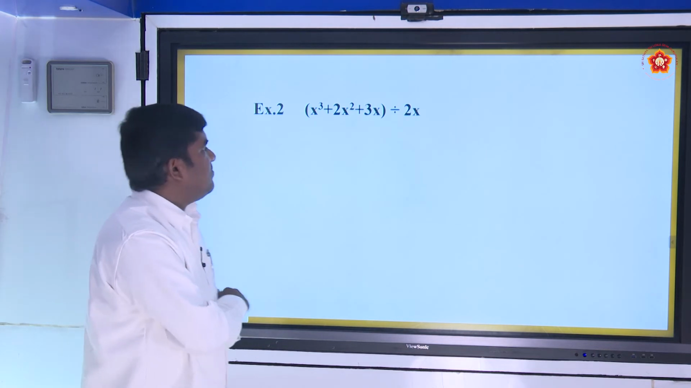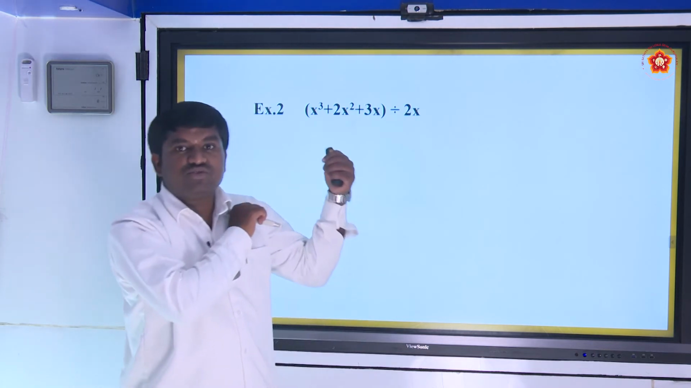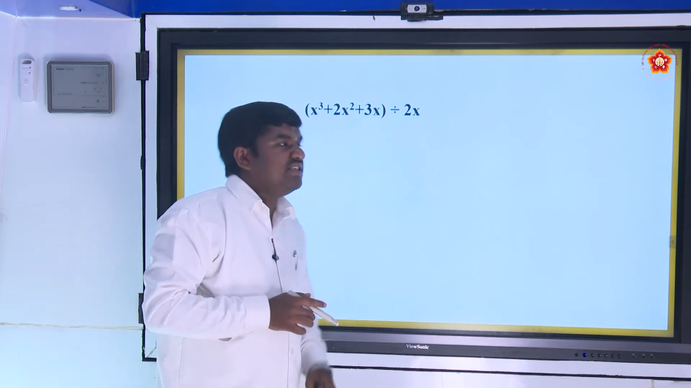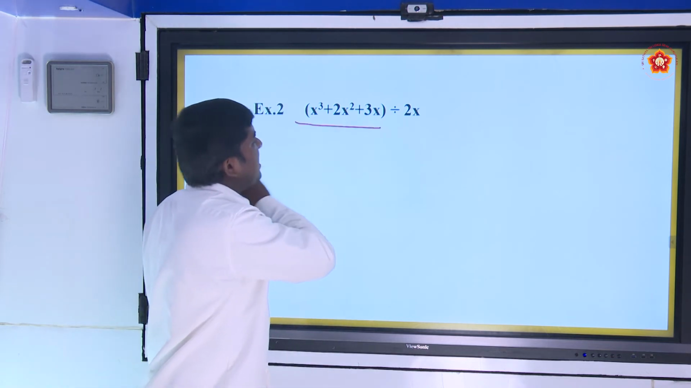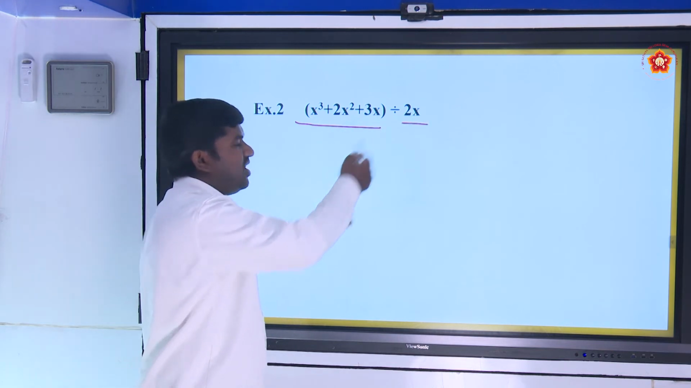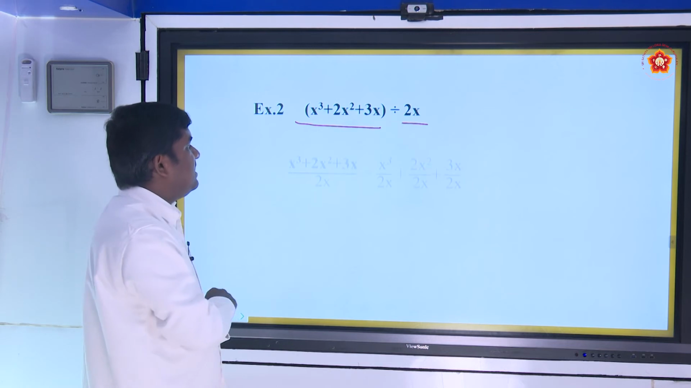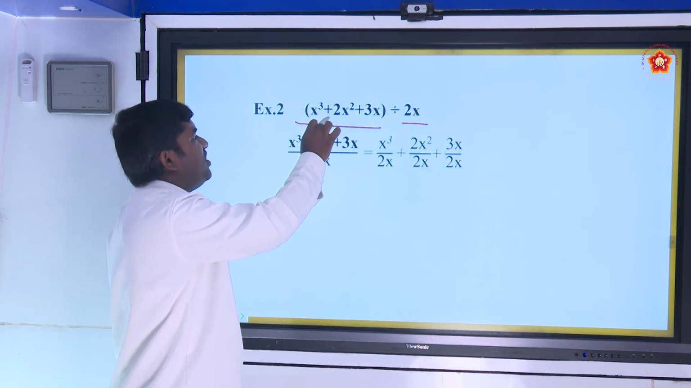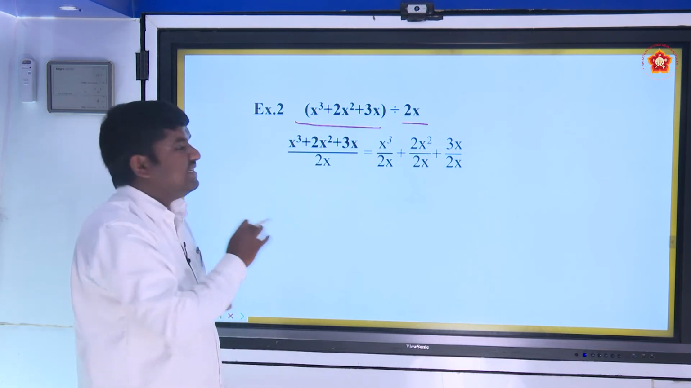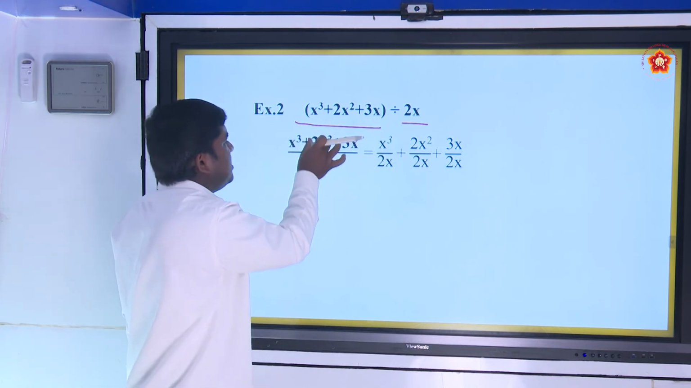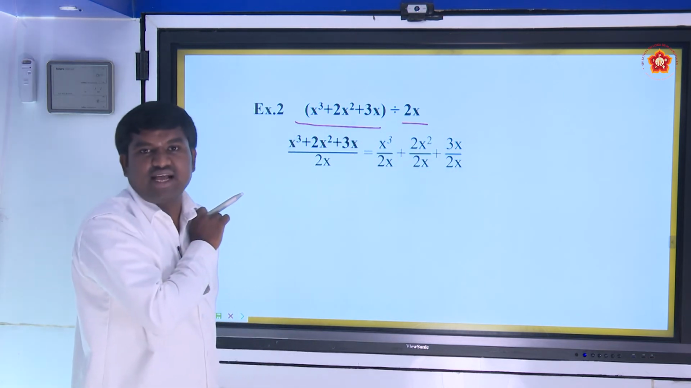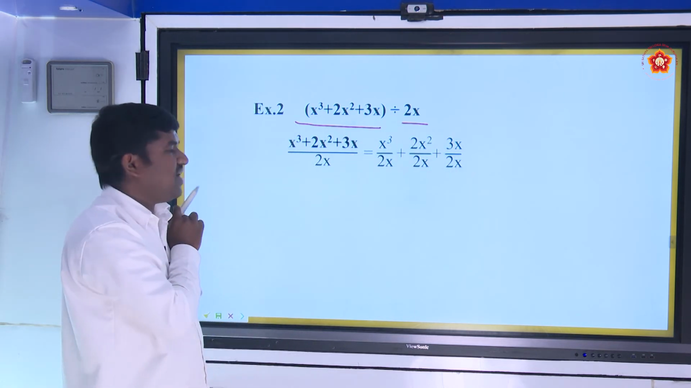Second one, x cube plus 2x square plus 3x divided by 2x. This is a trinomial, this is a monomial. Polynomial by monomial. Simple: x cube divided by 2x, plus 2x square divided by 2x, plus 3x divided by 2x. Next, what do we have to do?